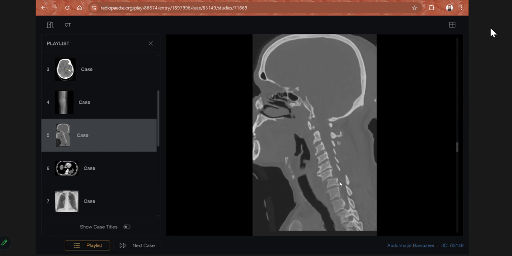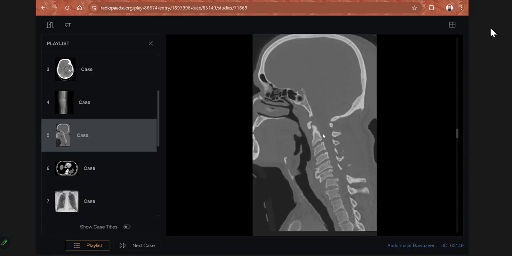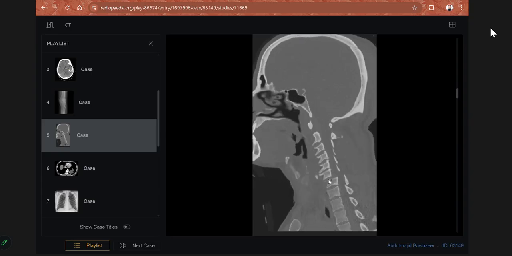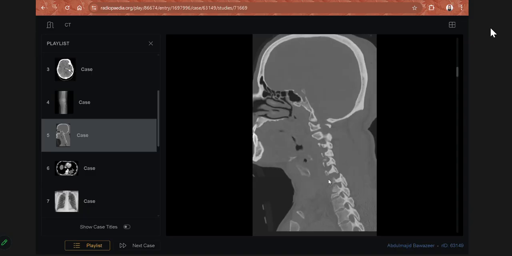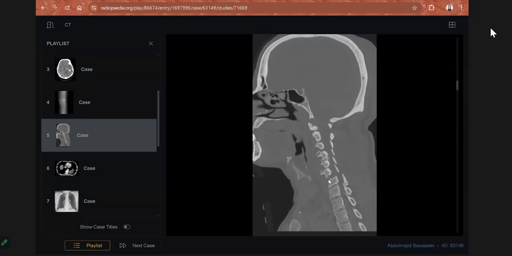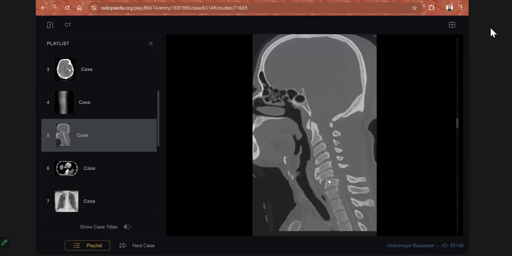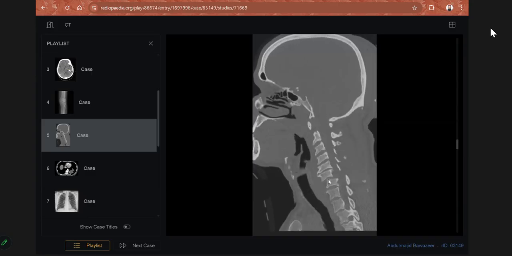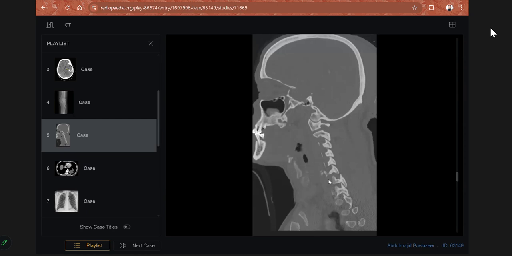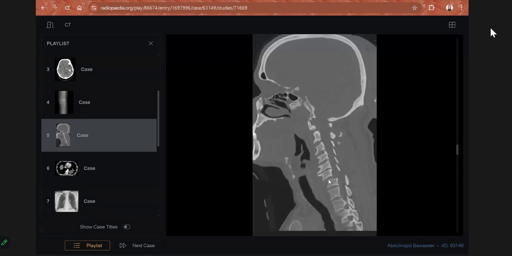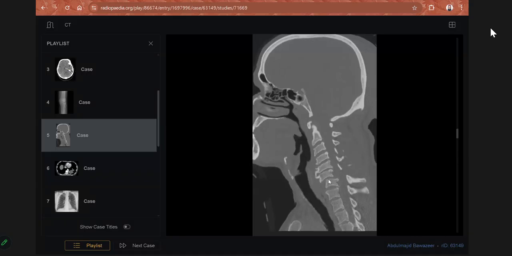There is retrolisthesis of C7. Counting: 1, 2, 3, 4, 5, 6, 7. Yeah, there is retrolisthesis of C7. So it's bilateral facet joint dislocation as it's seen on both sides, and there is at least 25 to 50% anterolisthesis of C6 over C7. As it's bilateral, it's unstable, and I would like to inform the primary team and take an immediate neurosurgery consult.